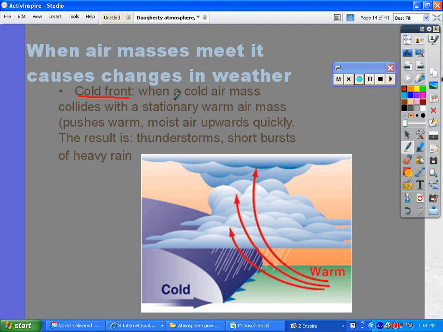Okay, so this is when a cold air mass rushes up on a stationary warm air mass. And that is going to quickly push that moist air upward. It's going to quickly push the warm air, because we know warmer always rises, up on top of this cold air mass. Quick rising is going to cause big cloud formation. That's going to give you thunderstorms. That's going to give you rain. That's going to give you kind of your more exciting, violent weather.